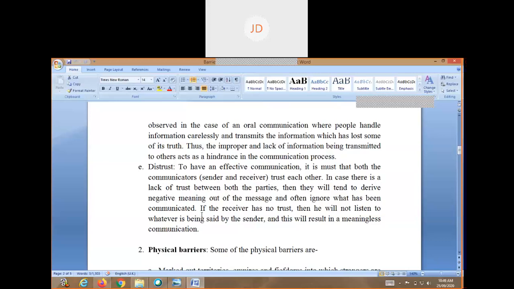But if there is lack of trust between the sender and the receiver, then the receiver is not going to listen to the speaker properly, or the receiver is not going to bother about what the speaker is saying, or what the sender has said to him, and the sender would also not be able to reveal all the information because there is a lack of trust between them. Okay, so this is all about psychological barriers.